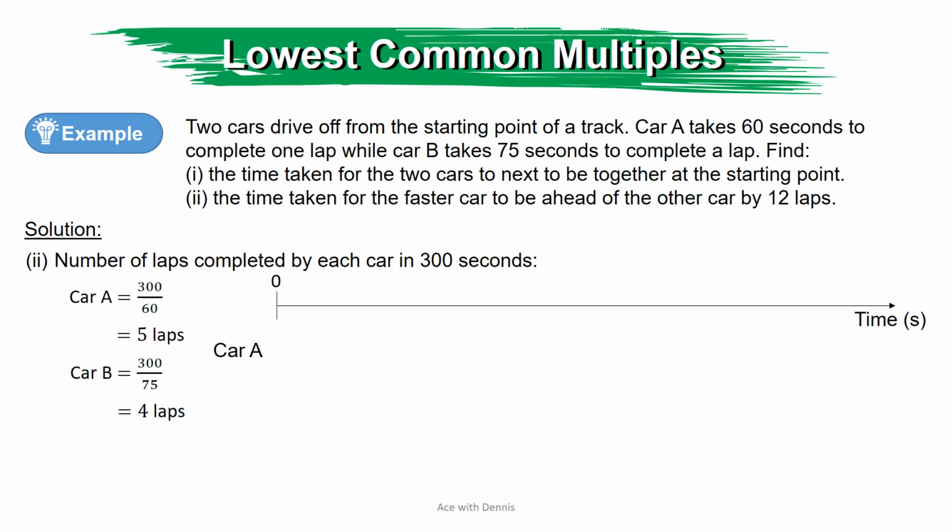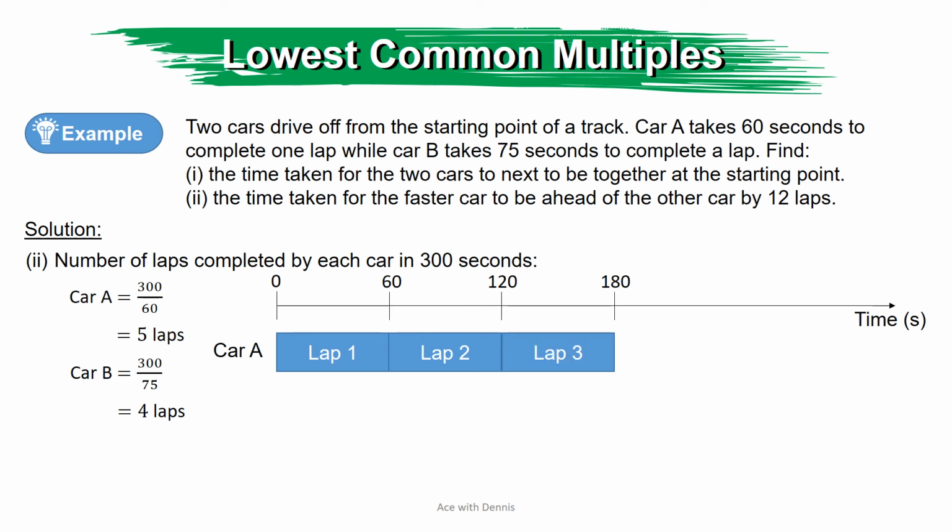So this is the timeline for car A. Every 60 seconds, it completes one lap. So the first 60 seconds is lap 1. The next time is 120, lap 2. The next is 180 seconds, lap 3. And the next time, 240 seconds, is lap 4. And finally, at 300 seconds, it is lap 5.